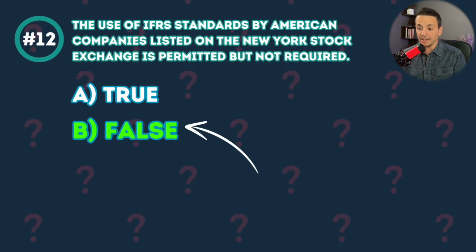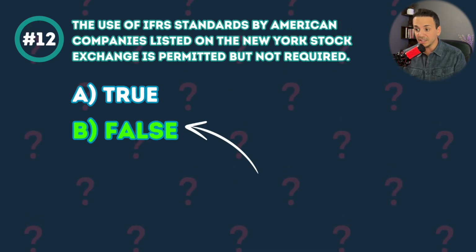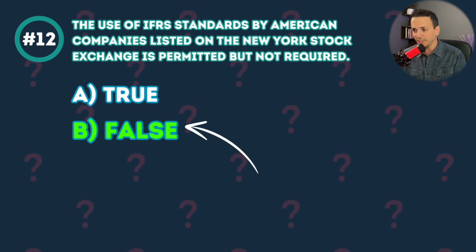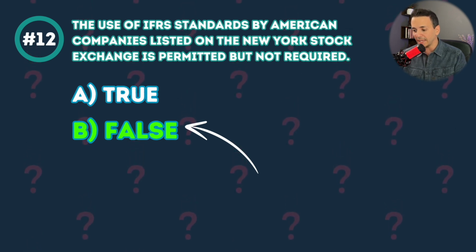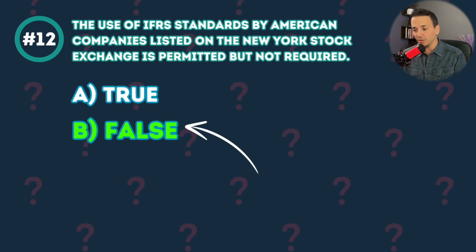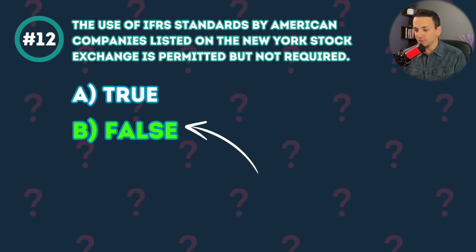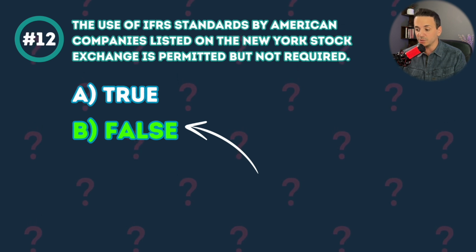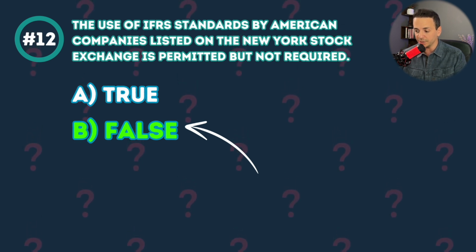All right, of course, the correct answer is it's false, right? This is an American company. American companies listed on the New York Stock Exchange are required to use US GAAP. The companies that are permitted on the New York Stock Exchange to use IFRS standards are foreign companies that use IFRS in their home countries.